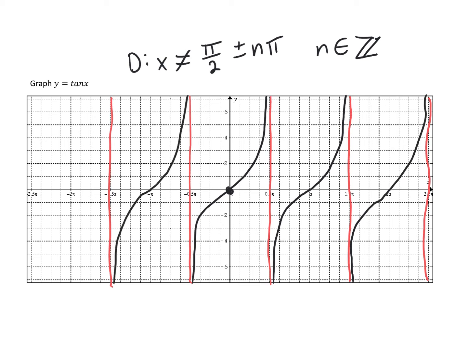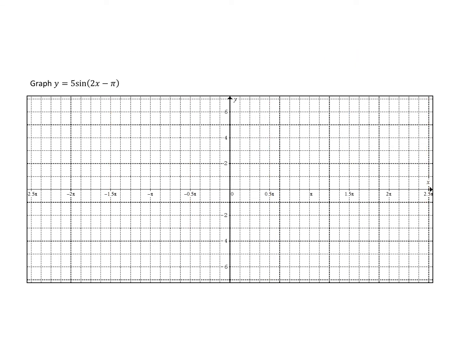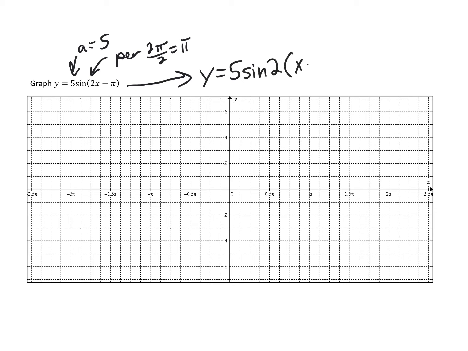breaks in the graph. In this example, we start introducing what we call phase shift or a horizontal shift. Now the 5 still affects our amplitude. The 2 still affects our period. Our period will be 2 pi divided by 2, which is pi. But what I like to do is I factor out the 2, giving me x minus pi over 2, so that this is our phase shift. So our phase shift is pi over 2. So it's actually positive pi over 2, or to the right pi over 2. It's always going to be opposite to the sign when it's in brackets.